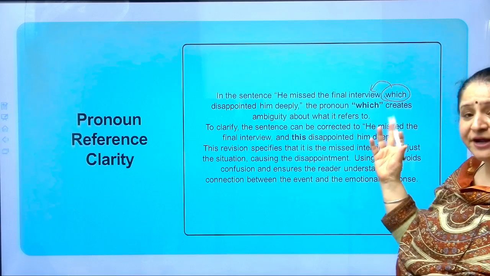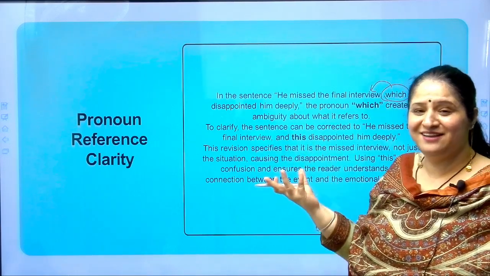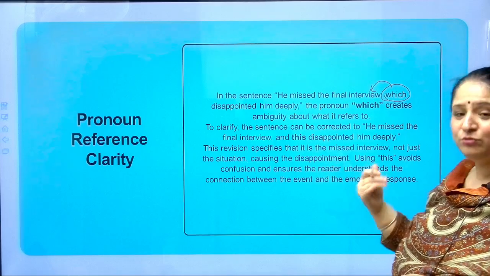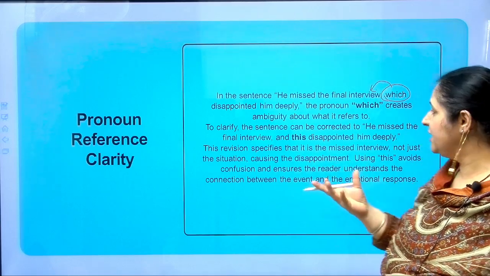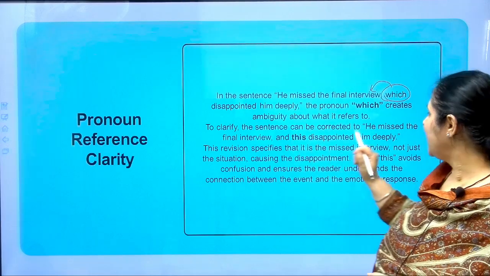सो दिस अगेन शोज अ काइंड ऑफ एम्बिग्विटी. व्हाई? बिकॉज प्रोनाउन का रेफरेंस जो है वो क्लियर नहीं है. सो व्हाट डू आई डू? अगेन आई हैव टू मेक इट अ लिटिल क्लियर. अनएम्बिगुअस बनाना है मुझे इसको. सो व्हाट डू आई से? आई विल से टू क्लैरिफाई द सेंटेंस कैन बी करेक्टेड.